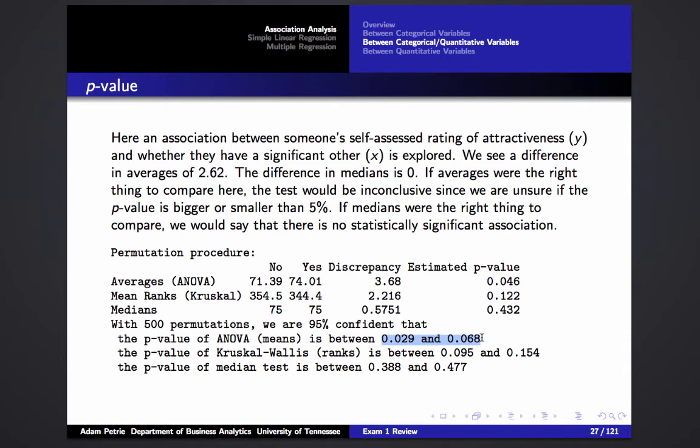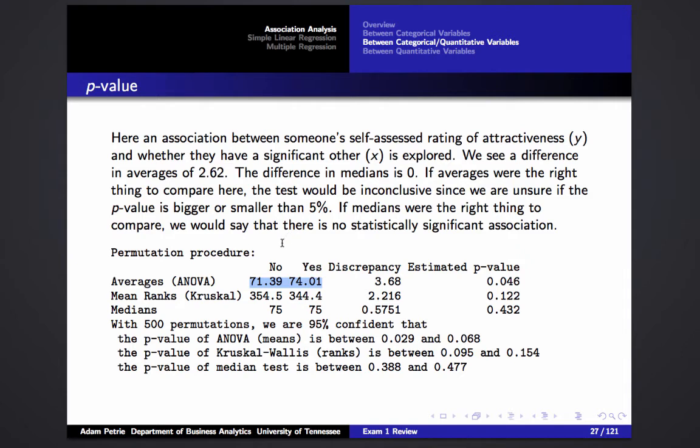And in this case, the test is inconclusive because based on the 95% confidence interval, I'm not sure if the p-value is less than 5% or bigger than 5%. So if it's the right thing to do to compare averages, the typical value of y being well summarized by the average, then based on the results of this, we're not exactly sure if the association is statistically significant. We're not sure if this difference in averages can be readily explainable by chance, or if the better explanation is that there is an association going on.